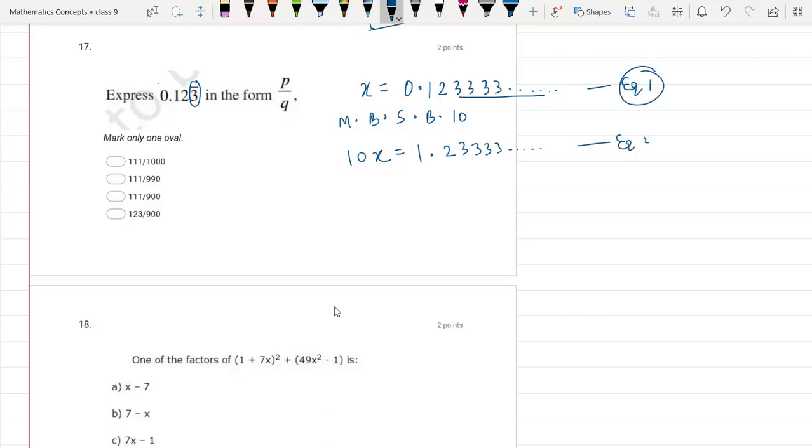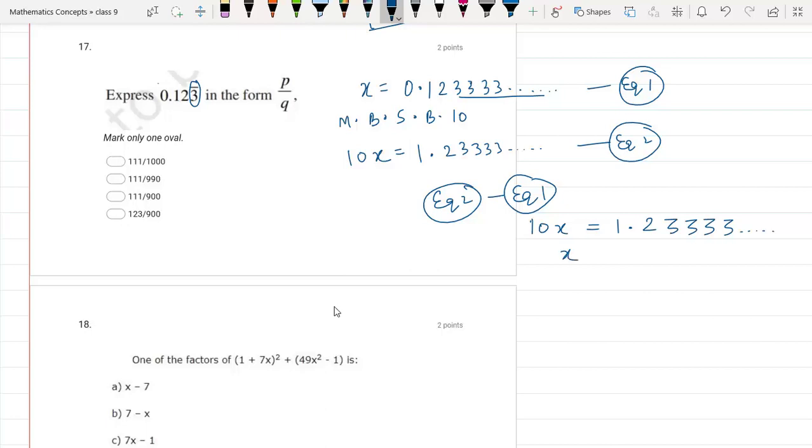Now we will do subtraction to get rid of the repeating chain. So we are doing equation 2 minus equation 1. So let's write like this. 10x is equal to 1.2333 and x is equal to 0.12333 and so on. When we subtract, what will happen? This sign will become minus and this also becomes minus.